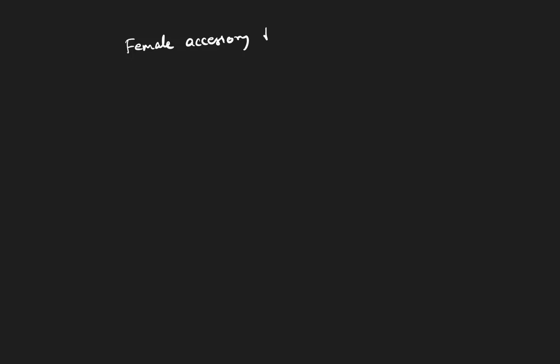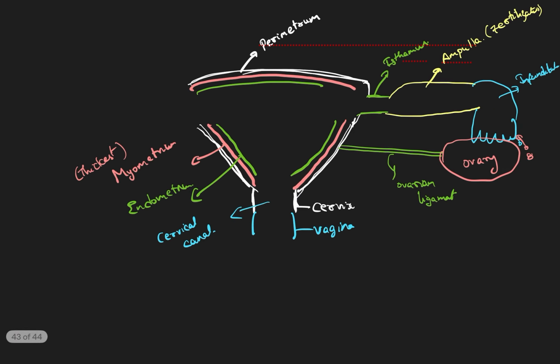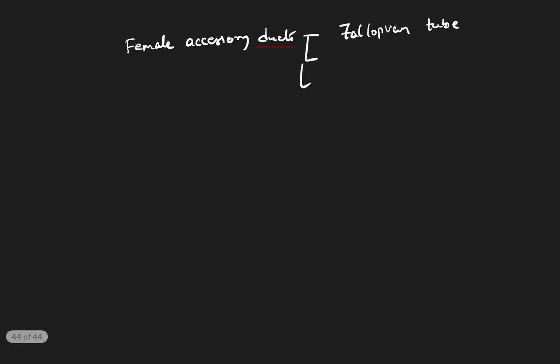Female accessory ducts, when you talk about them, they contain the fallopian tube. I already drew the diagram here. Infundibulum, ampulla and isthmus, these three parts are present. This entire thing is called the fallopian tube. It has isthmus, ampulla and infundibulum. Ampulla is the site for fertilization, where the fertilization basically takes place. So that is the fallopian tube.